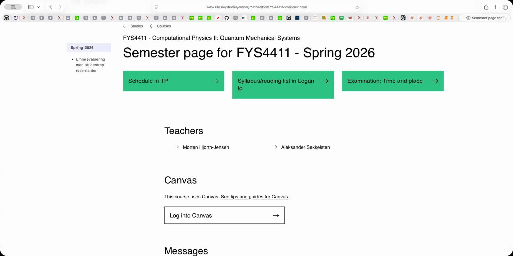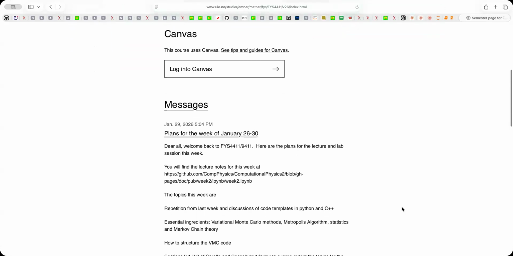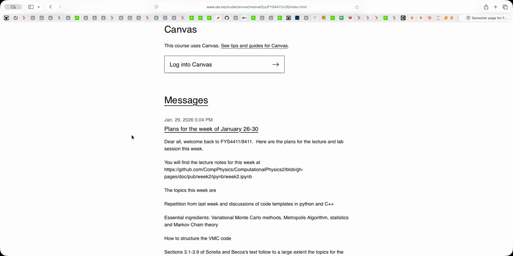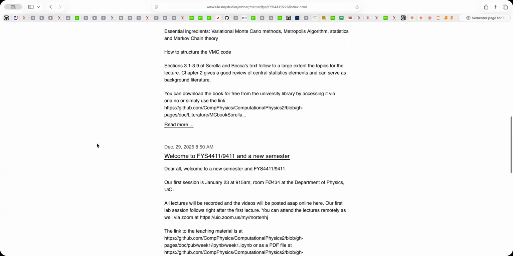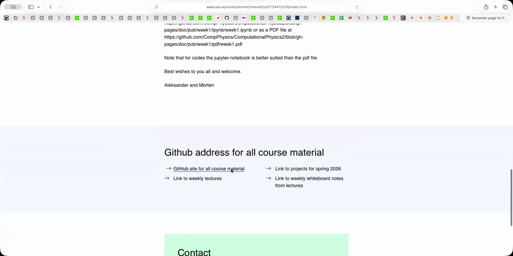Now, on the official website, you have the login to Canvas, you have the messages, which you will also find in Canvas, and you get this as a weekly email. Everybody registered to the course gets it. So if you haven't gotten this email, there may be something wrong with your Canvas setup. And the same information is in Canvas. So you have 3 sources of information here, a triplication of everything. And the GitHub address is the one which is here, where you have all the course material, links to weekly lectures, etc.